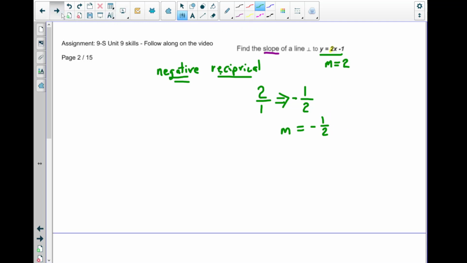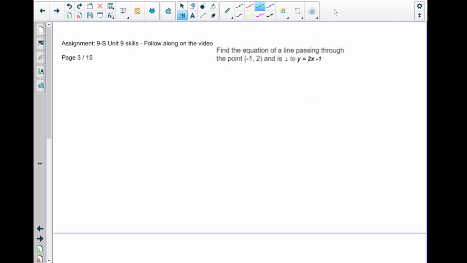All right, let's go to skill number 2. Find the equation of a line passing through the point and is perpendicular to this. So we've already done the first part. Okay, again, don't forget to pause the video and try this problem yourself. Okay, now assuming you've tried the problem, here's the solution. We've already done the slope, so we already know that the slope is negative 1/2. That's the negative reciprocal of this slope.